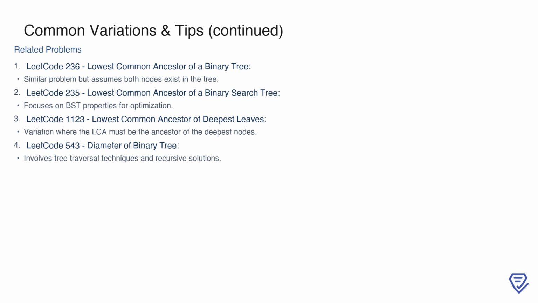LeetCode 235, which focuses on the lowest common ancestor of a binary search tree, leverages the unique properties of BSTs to optimize the solution. Another variation is LeetCode 1123, where the goal is to find the LCA of the deepest leaves in the tree. This requires a similar recursive approach but with added considerations for depth. Finally, LeetCode 543, diameter of a binary tree, introduces tree traversal techniques that are useful for solving LCA problems. Exploring these related problems can help you recognize patterns and refine your approach to tree-related questions.